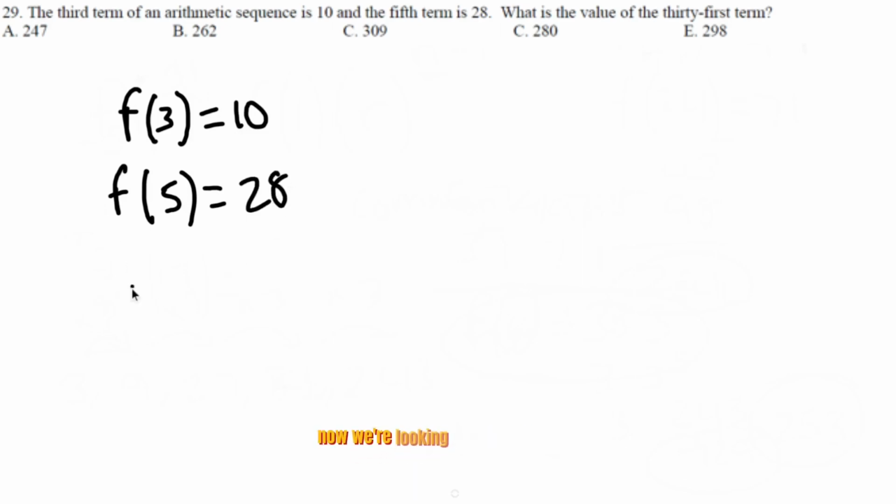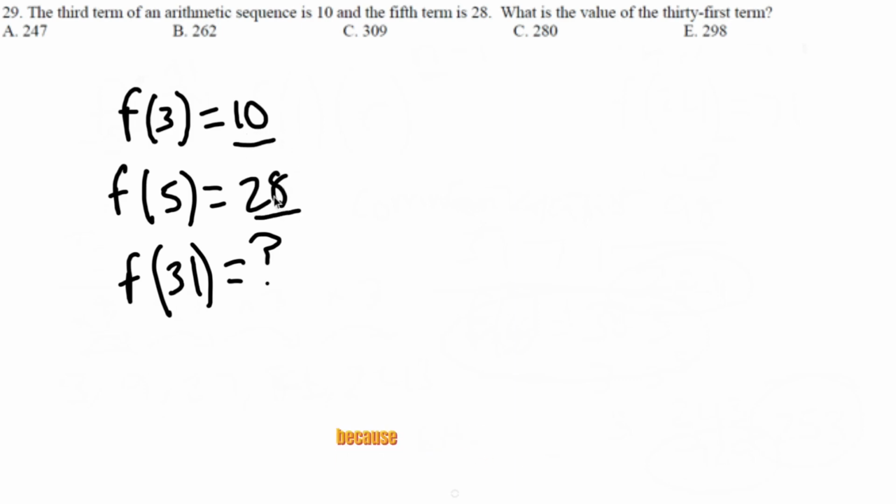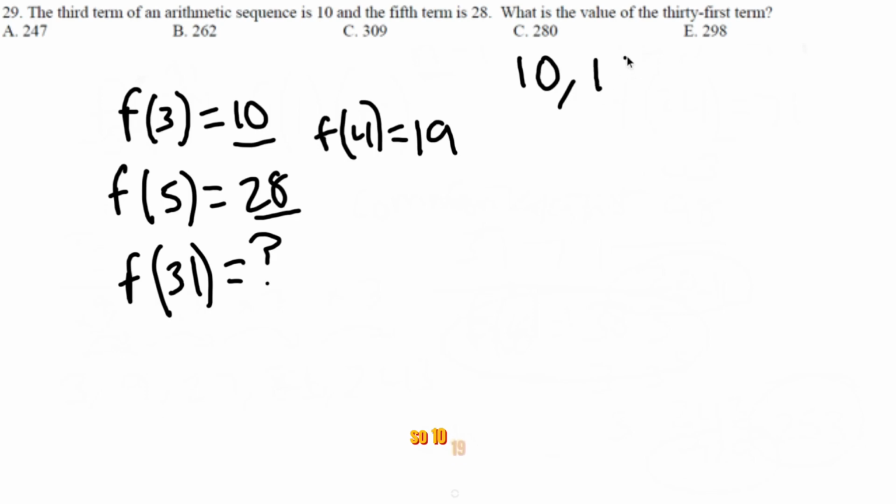And so now we're looking for f of 31. Alright, so how we solve this is we need to find the midpoint. The midpoint of 10 and 28, because we're looking for f of 4. So f of 4 is just between 10 and 28, which is 19. So that's your f of 4. Now that we know this, we can list this out as a sequence. So 10, 19, 28. And we can clearly see a pattern that's going up by 9 each time.